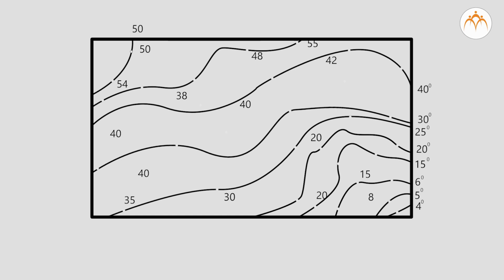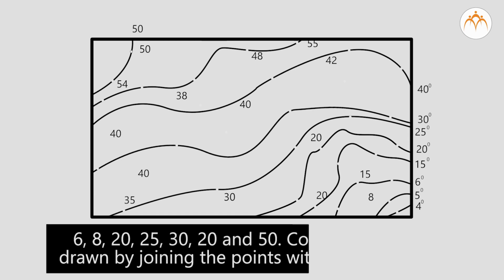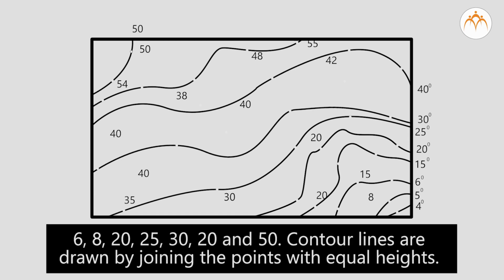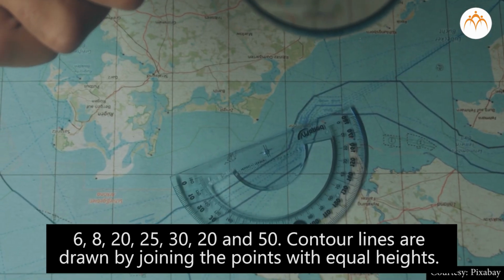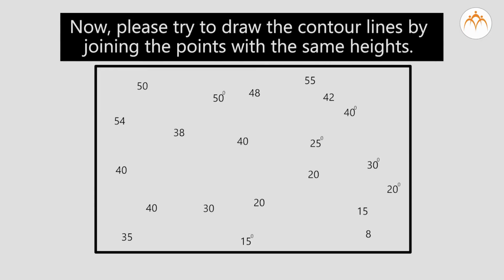In the diagram below, the heights of some points on the ground are given, viz. 6, 8, 20, 25, 30, 20 and 50. Contour lines are drawn by joining the points with equal heights. Now, please try to draw the contour lines by joining the points with the same heights.